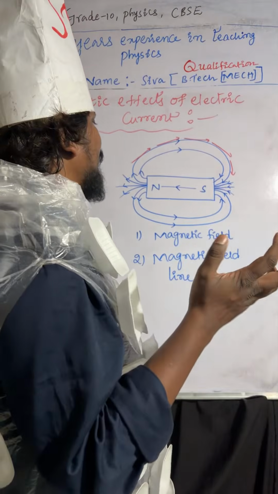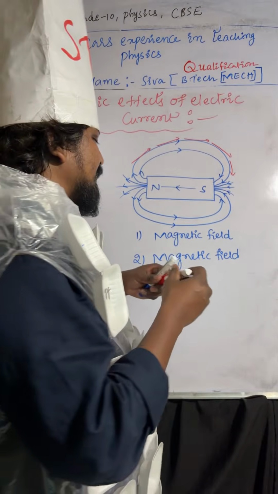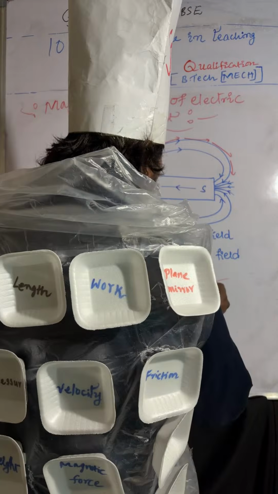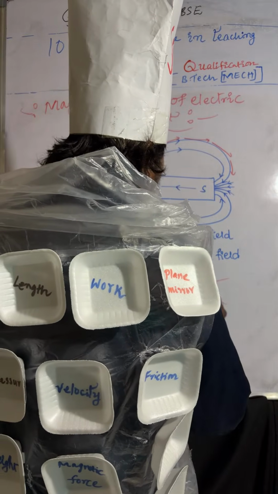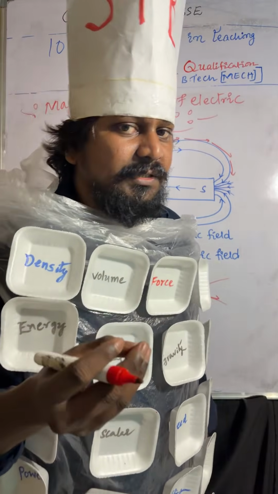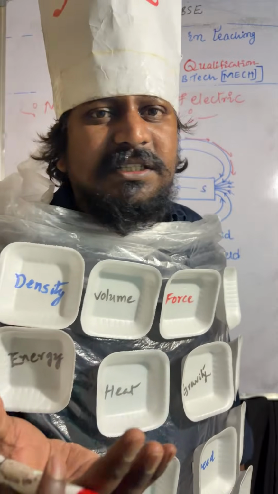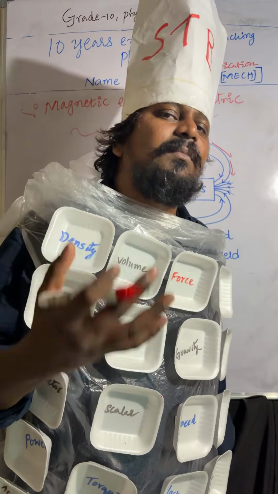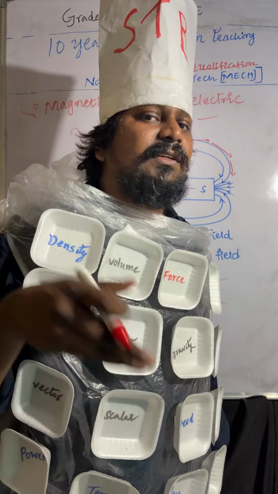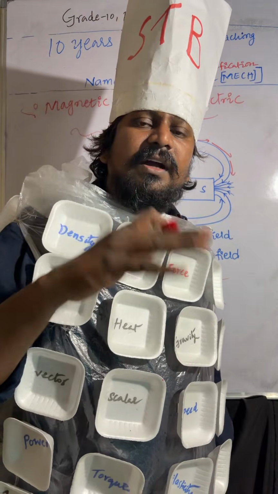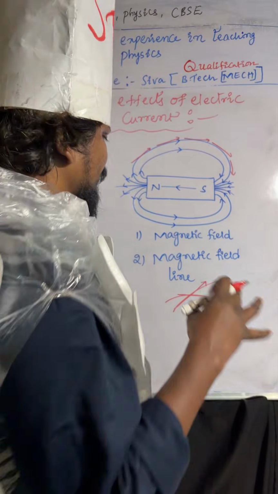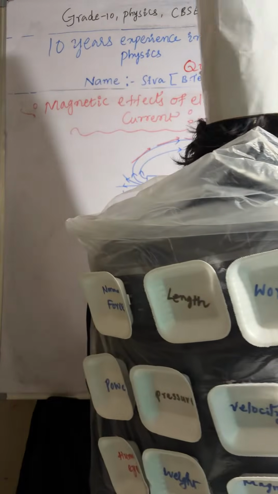Next one. These field lines never intersect. If they intersect, what happens? This is the field line, and this is the direction of the magnetic field at this point. So a compass should show two directions at a time. It's not possible, right? A compass cannot show two directions at a time. It will show only one direction, that is north and south. So that's why it is not possible. Understood or not? So this is very, very important: magnetic field lines properties.